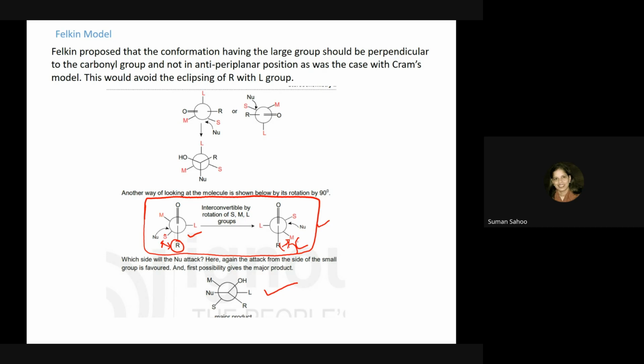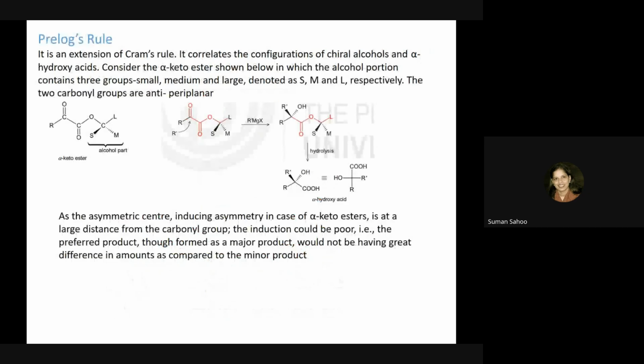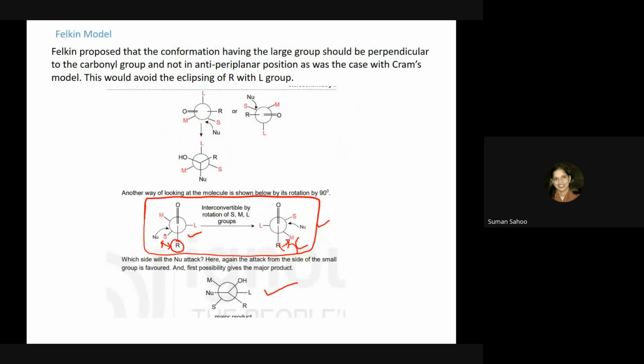So Felkin's model could explain the drawbacks of Cram's rule, but still some drawbacks were there, which were beyond the scope. But if it is asked as a short note, you can just say that in Felkin's model, the large group is not antiperiplanar but perpendicular, and among the two possible conformations, where R and S have less interaction as compared to R and M, this one is the more stable conformation, so the nucleophile attacks from this side, giving you this one as the major product.